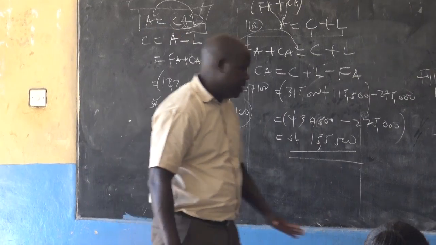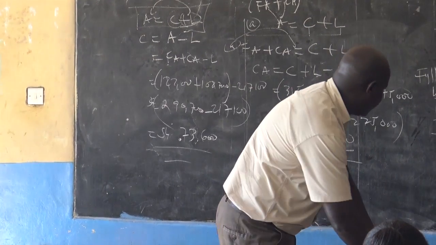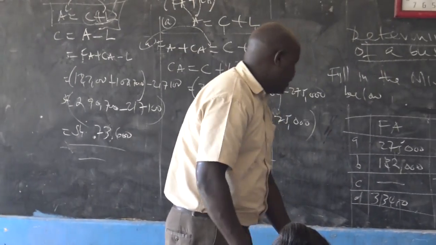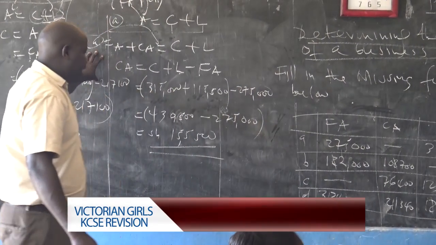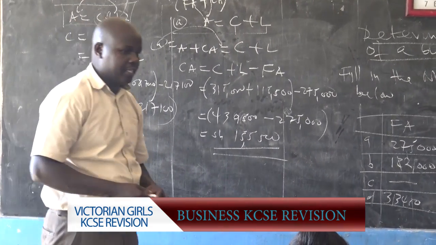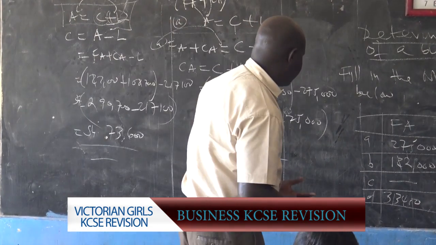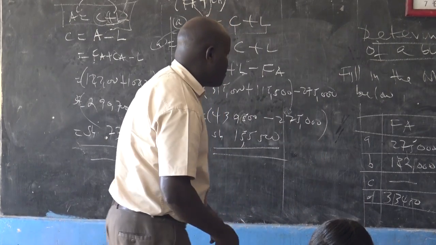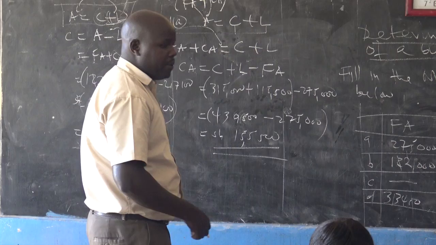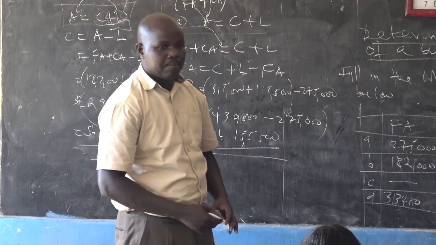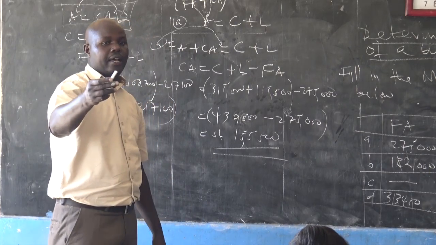Are you better? Yes. Now, part C. Who can do for us part C? As we said one time, they don't want fixed assets. We have current assets, we've got capital, we've got liabilities. Class, who can do this for us? Maria?